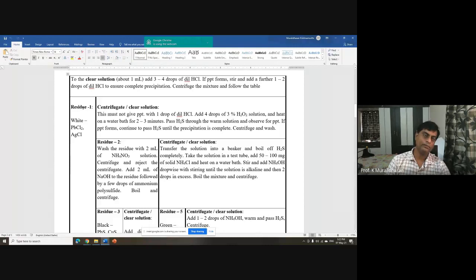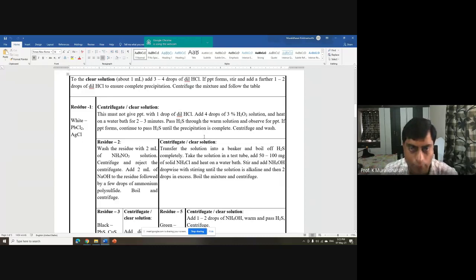Take that filtrate or clear solution. If you are not getting a precipitate, that is called a clear solution. If you get a precipitate and you are centrifuging it, that is called the centrifugate. So basically it is the same solution only, right? You are continuing with the same solution. Let me repeat: you have a water solution, you add HCl, and the precipitate that separates out by the centrifugation process, that is the centrifugate. If you are not getting a precipitate, it is still called a clear solution. The same clear solution is complete, so that solution only you have to take.